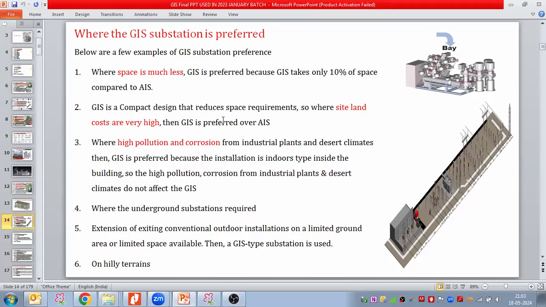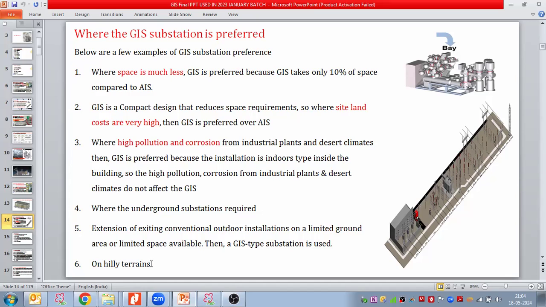Where there is high pollution and corrosion in the outdoor environment from industrial plants and desert climates, GIS is preferred because the installation is indoor, inside the building. So high pollution, corrosion from industrial plants and desert climate do not affect GIS. At those locations we also prefer GIS type substations. Where an underground substation is required in a project, we take GIS type substations. For extension of existing conventional outdoor installations with limited ground area, we take GIS type substations.